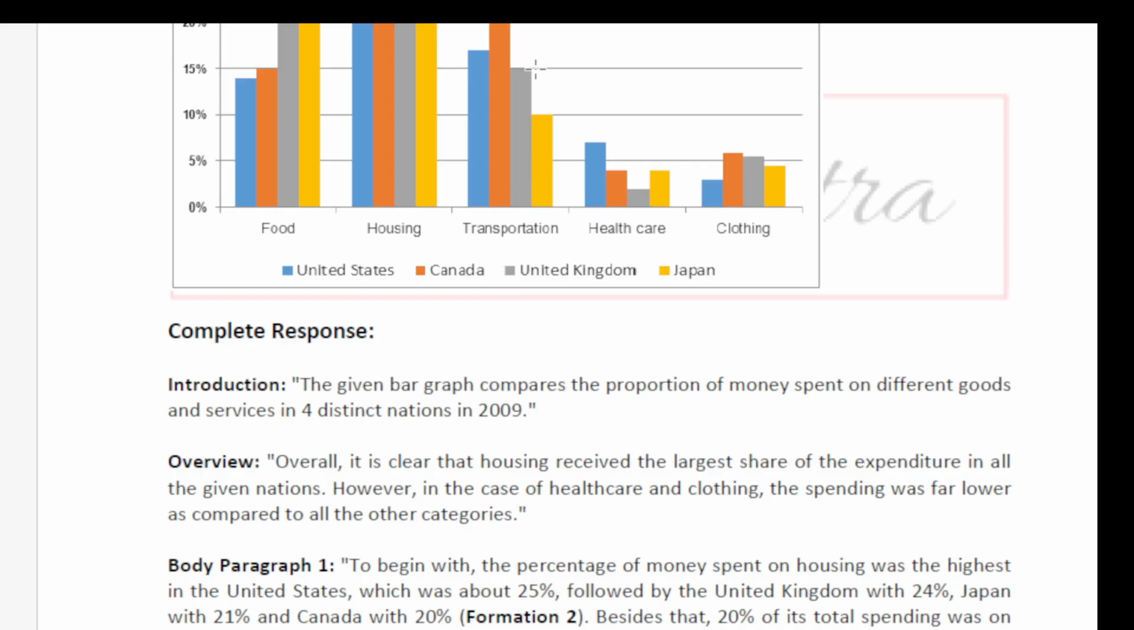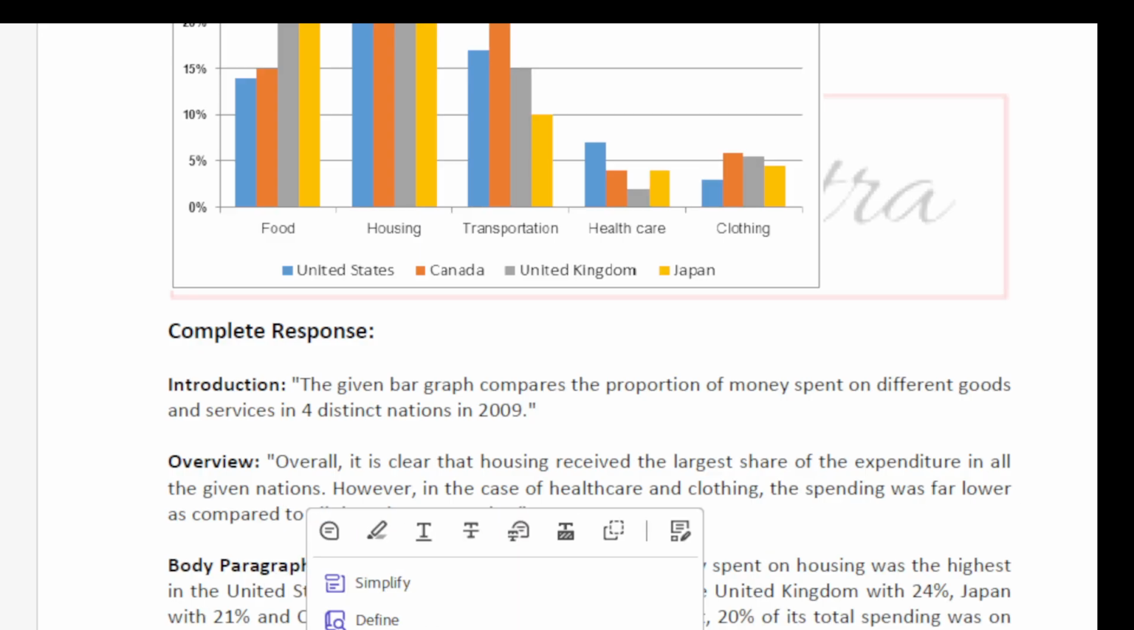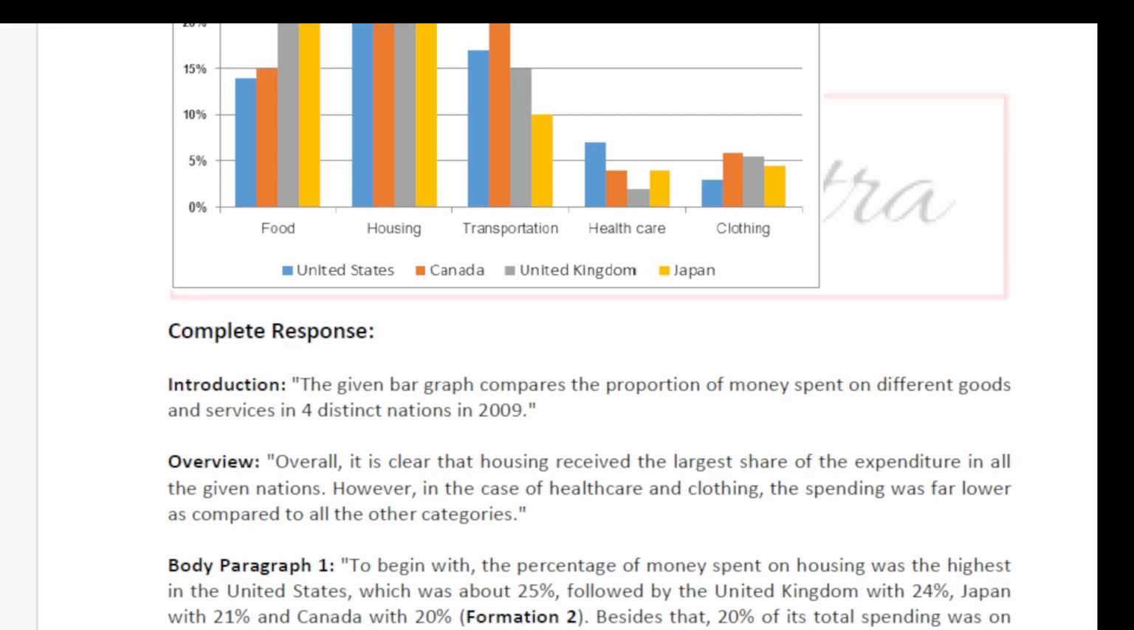But in the case of transportation, the opposite is true. In food, the figure for Japan is higher, but the figure for the United Kingdom is lower. In transportation, the figure for Japan is lower and the UK is higher. So it's totally opposite, and here we can use the former and latter formation. We can say: in the case of transportation, however, the opposite was true, as the expenditure was 15% in the former nation and 10% in the latter one.